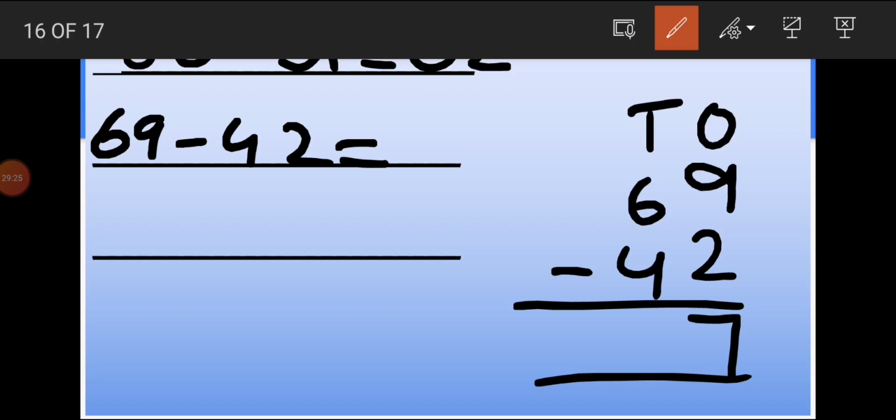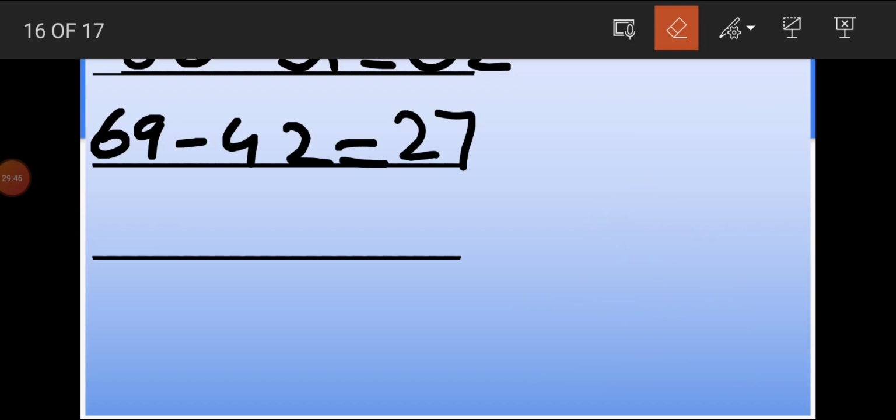Now the second step of subtraction, subtract the tens. You can count in tens, 6 tens and 4 tens. So 4 tens in mind, now count on 5 tens, 6 tens. Stop. How many tens I have counted? I have counted 2 tens. So when we subtract 42 from 69, we get 27.